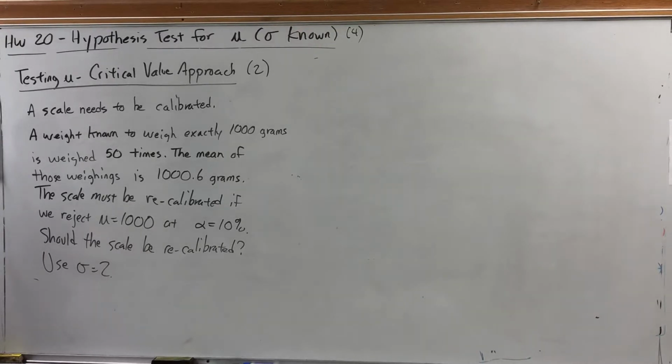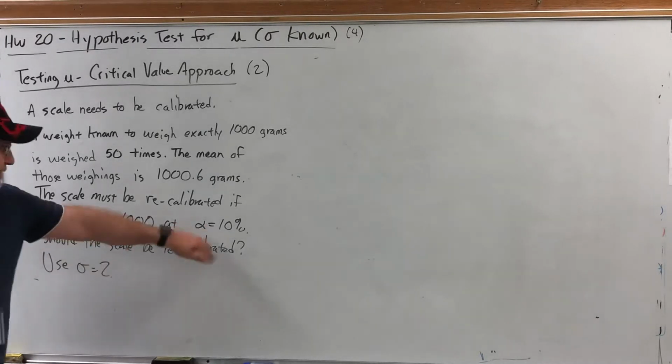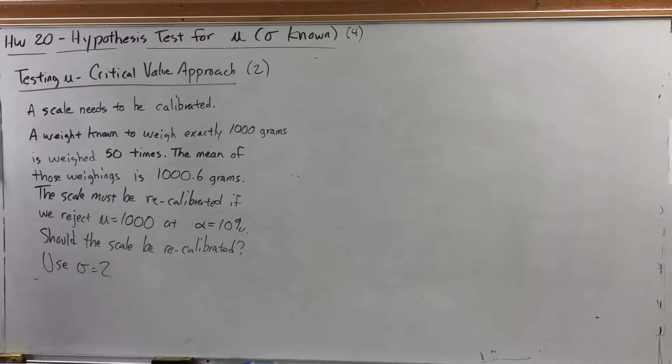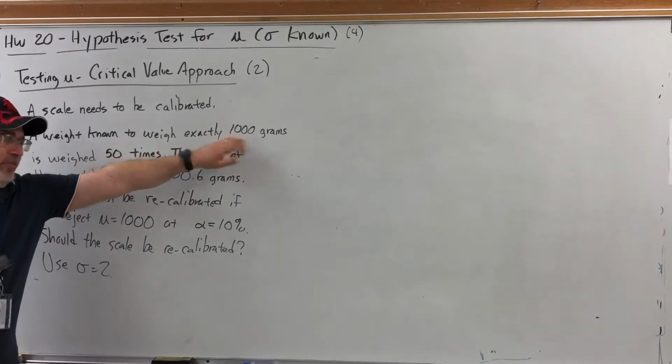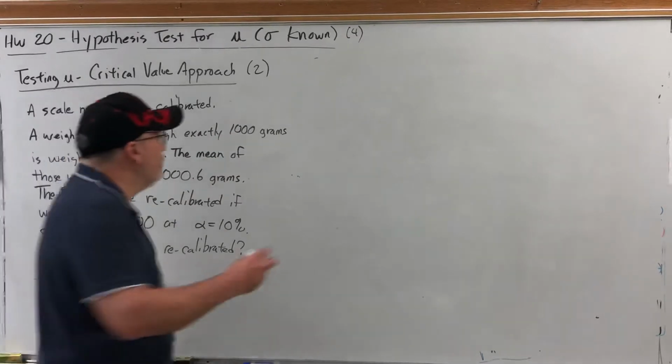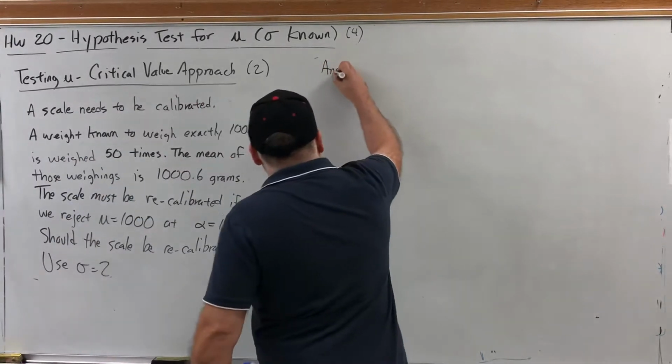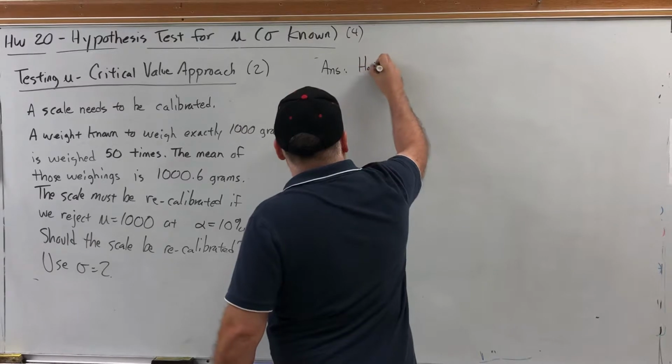All right, this kind of screams hypothesis test because we're talking about rejecting a claim. We have a significance level, and we have a sample comparing or challenging what we claim about a population. All right, let's go through the 5 steps. Step number 1 is to state the hypotheses.